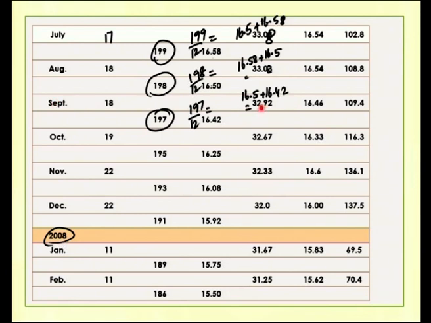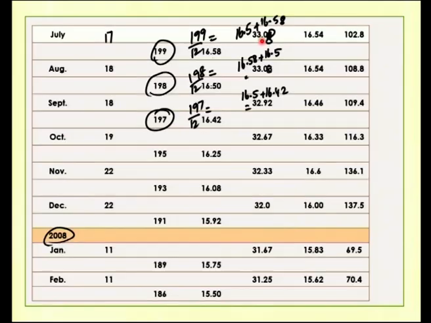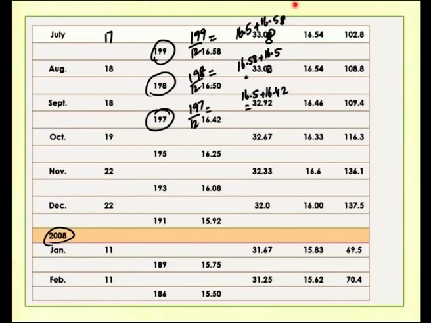This is 32.92. Now, what does this tabular column stand for? The next tabular column, column 6, is the centered 12-month moving average. That is what is called centering. Centering means it should be representing some month or some quarter or some year. So, the centered 12-month moving average is column 5 divided by 2, because whatever value you have, 33.08, is obtained by adding 2 values. So, the average will be taken as the total value divided by 2. That is, 33.08 by 2 is equal to 16.54.